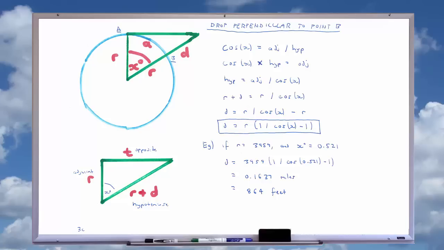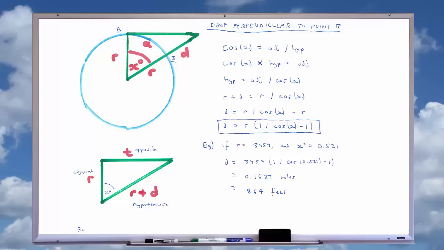Using trigonometry and algebra, we can devise a formula for calculating d. Starting equation is the cosine of x equals the adjacent length over hypotenuse length. Then we multiply both sides by the hypotenuse. Then divide both sides by cosine of x. Then substitute in the algebraic terms. Subtract r from both sides. And then simplify further by factorising. We're left with d equals r, open bracket, 1 over cosine of x minus 1, close bracket.